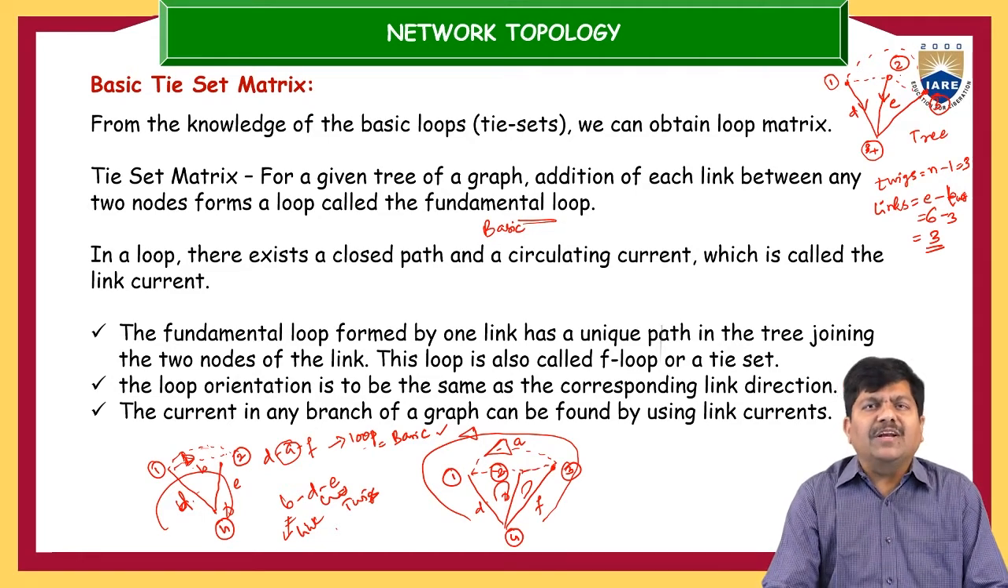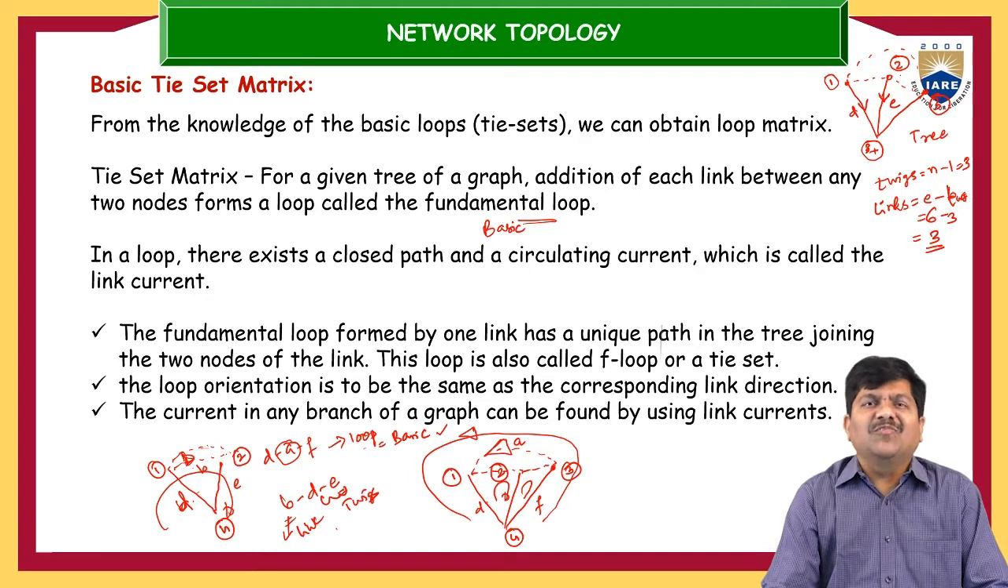Then what about the direction of the basic loop or fundamental loop? We assign the direction of the basic loop in the direction of the link only. The fundamental loop formed by one link has a unique path in the tree joining the two nodes of the link. This loop is also called a fundamental loop, F loop, or tie set. The loop orientation is to be the same as the corresponding link direction. This is very essential because we have to develop the matrix, and that matrix is the tie set matrix.